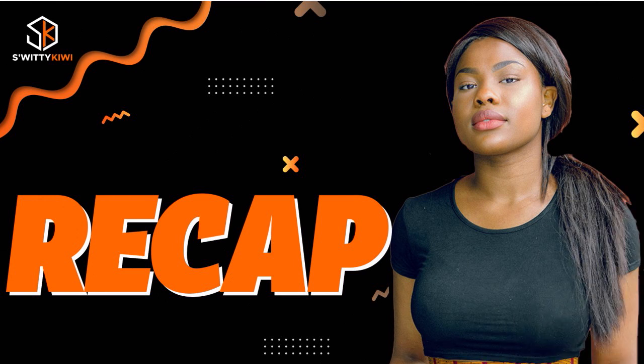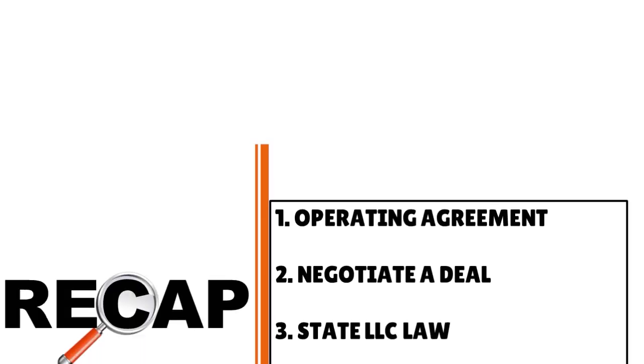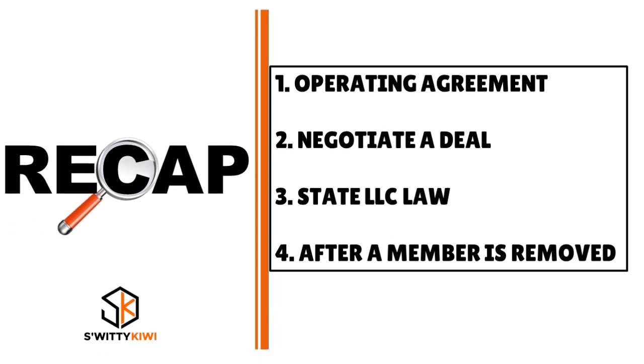I really appreciate it. In today's conversation, I explained to you how to remove a member from an LLC. So basically, you have several options here. You've got to go back to your operating agreement. You've got to really try to negotiate a deal if possible. Refer to state LLC law in all cases. And after a member is removed, see what you can do to sort of preserve the peace, so to speak.